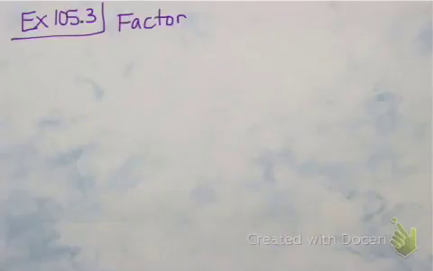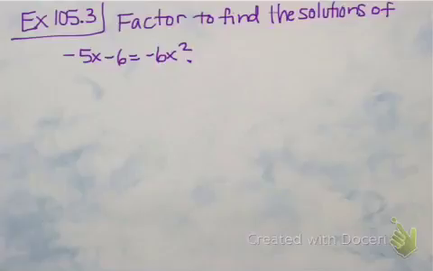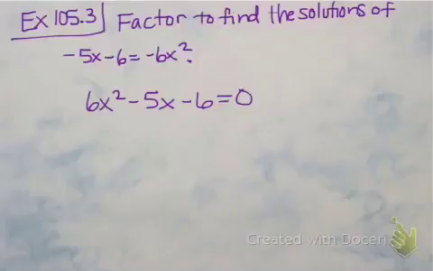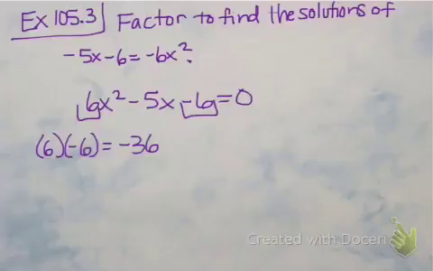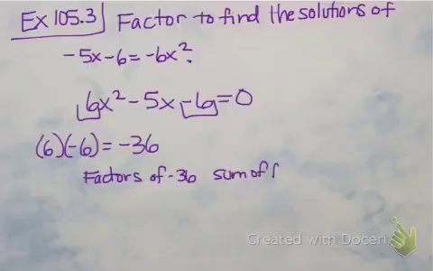One more example. Factor to find the solution of this equation. Negative 5x minus 6 equals negative 6x squared. So first thing we need to do is set this equal to 0, and we're going to write it in descending order. 6x squared minus 5x minus 6 equals 0. We're going to take the first and the last term, and look at the coefficients. So we have 6 times negative 6 gives us negative 36. And then we're going to look for factors of negative 36 that add to negative 5.